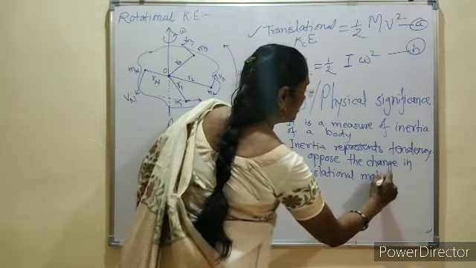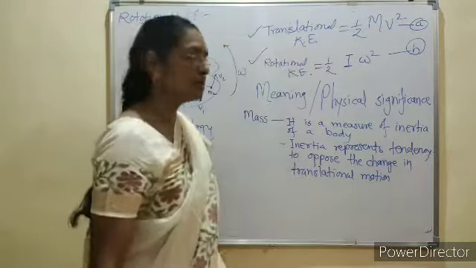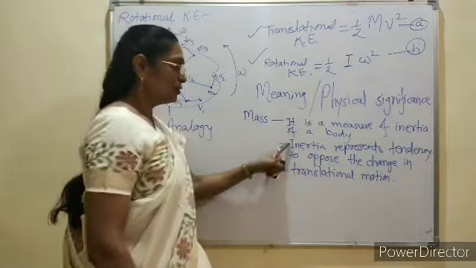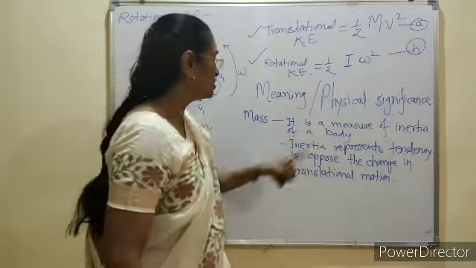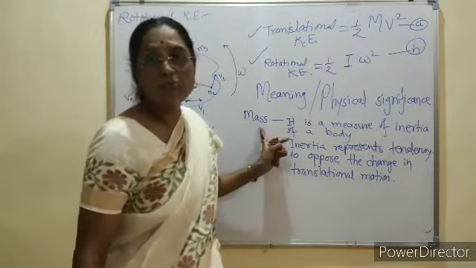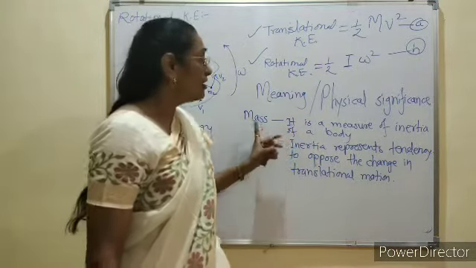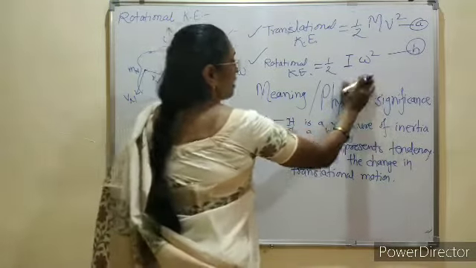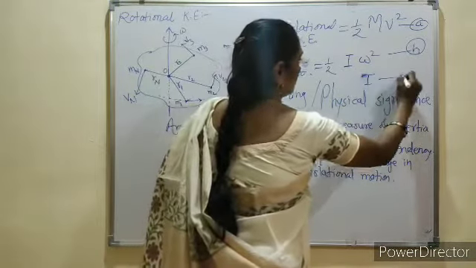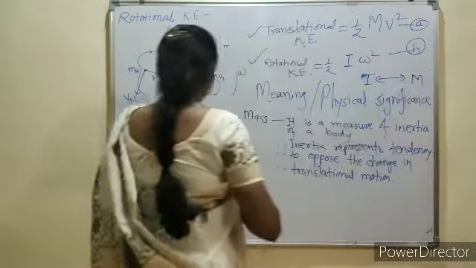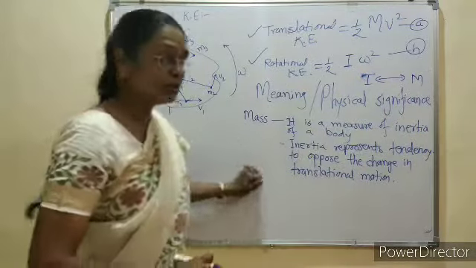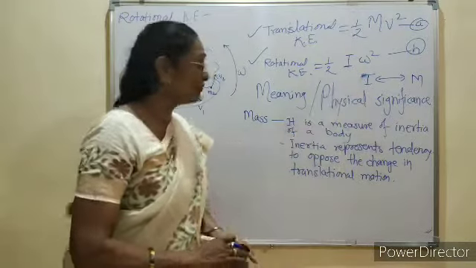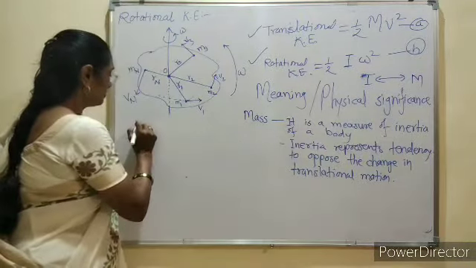The change may be a change in state of rest or state of uniform motion. So this is the meaning or significance of mass. Here we have taken I as analogous to m. So we have to give, by analogy, the physical significance of moment of inertia.